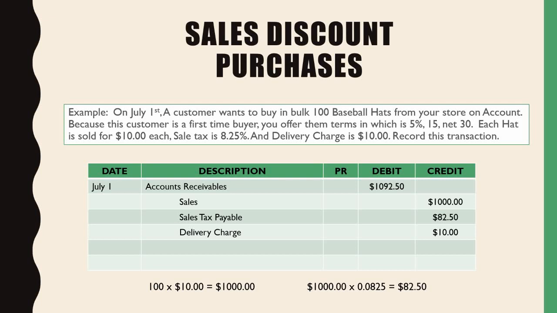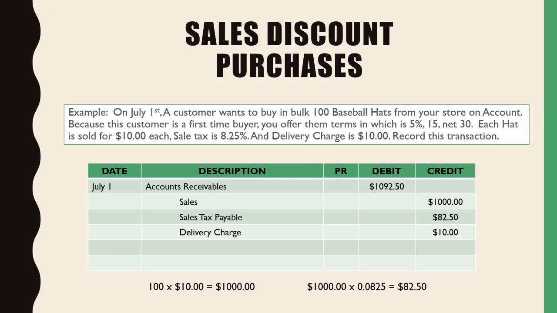Okay. So if that's the case, then my total amount that I billed this customer is going to be $1,092.50. So again, we sold 100 baseball hats at $10 each to give us $1,000. Based on the sale of $1,000, we charged the tax of $82.50. And then we tacked on an additional charge for shipping and handling of $10.